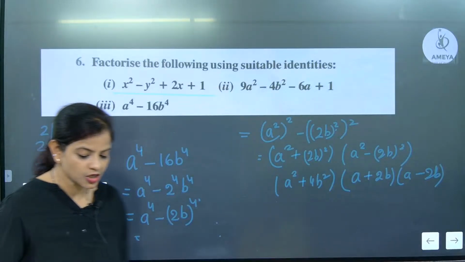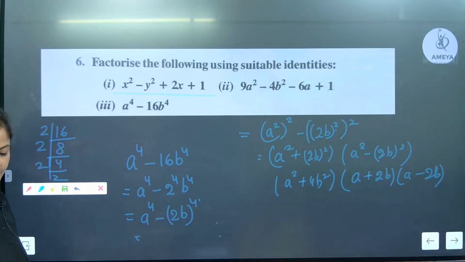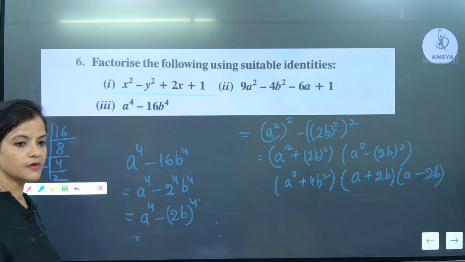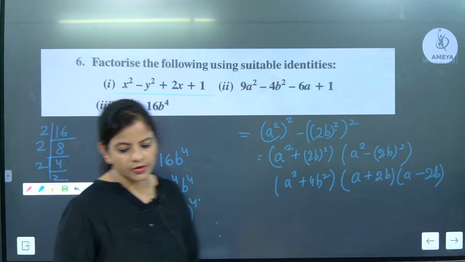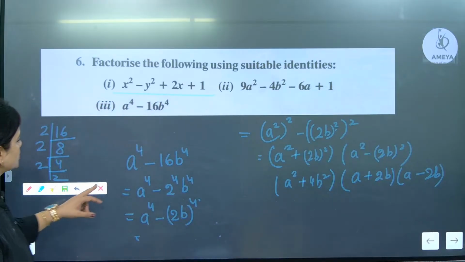Did you get this answer? A plus 2b, a minus 2b. Did you get this point, beta? Come on, do it. Is it done? Shall we go for the next one, please? Come on. Super. We'll go for the next question, please.